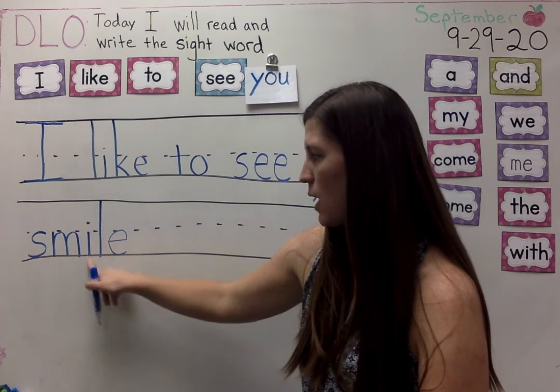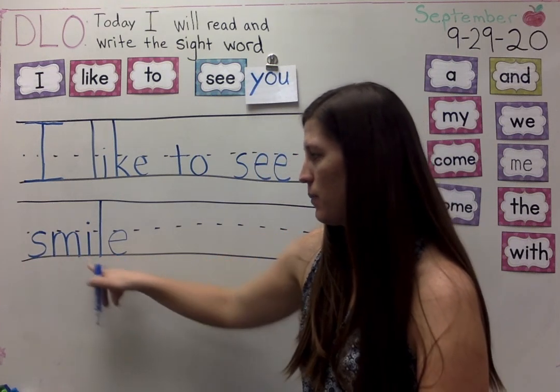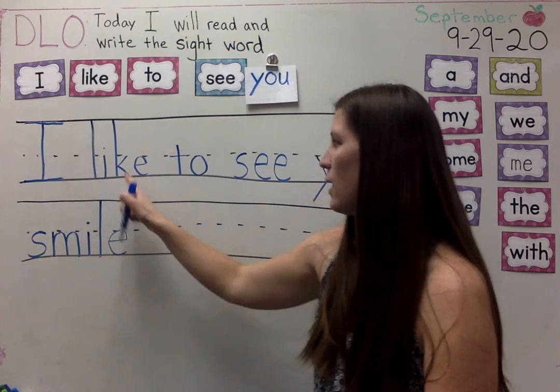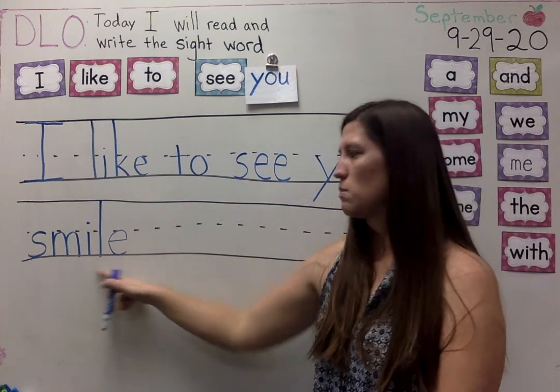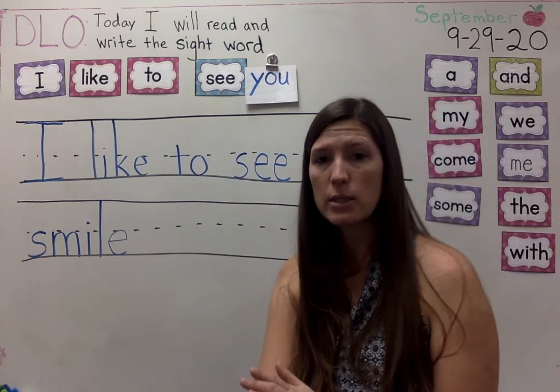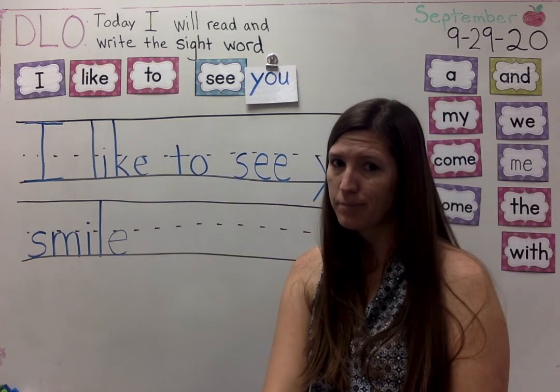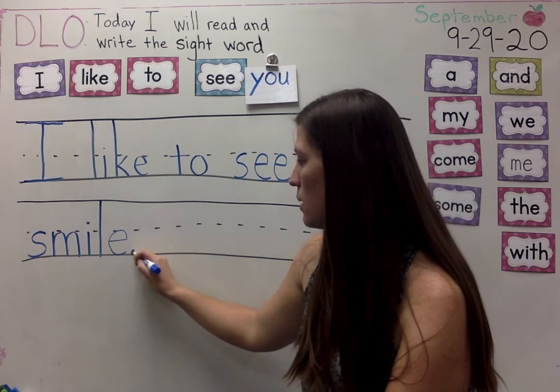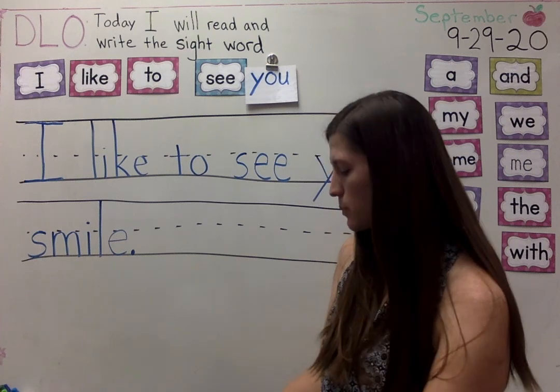Smile. Silent I. I says its name, silent E. I like to see you smile. I'm done with my sentence. What punctuation do I need? Period. Period tells my audience I'm done with my sentence.